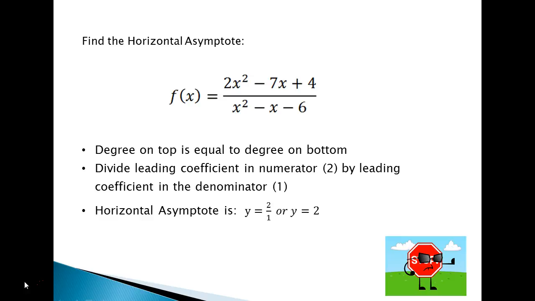So first, we're going to find the horizontal asymptote. Now, the degree in the numerator is 2. The highest exponent on top is 2. The highest exponent on bottom is also 2. So they are equal. So we will find our horizontal asymptote by taking the coefficient of x squared in the numerator and dividing that by the coefficient of x squared in the denominator. So we end up with y is equal to 2 over 1, or y is equal to 2.